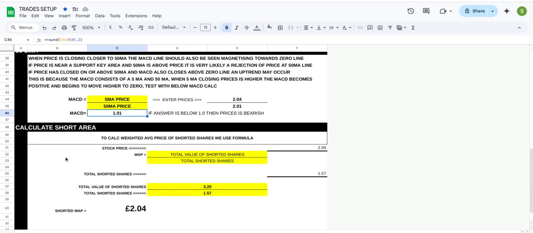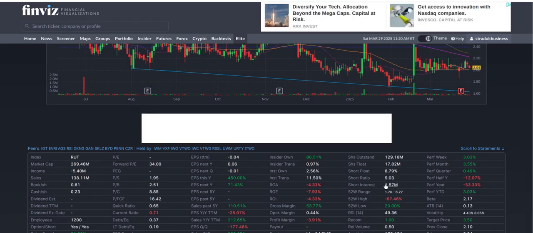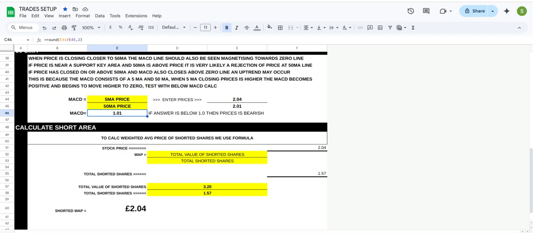What's next? Roughly at the moment, we know that the short float is 8.79% and the short interest at the moment is 1.57 million. We would like to know roughly where at this present time the shorts are holding this price. It's quite obvious, but it's also sometimes nice to have a reference point. So what we do is we multiply the current price by the short interest of 1.57 million to find out the total value of shorted shares, which is 3.2 million. Then we divide it by how many total shorted shares are on the market at the moment, roughly 1.57 million. We get a price of $2.04.